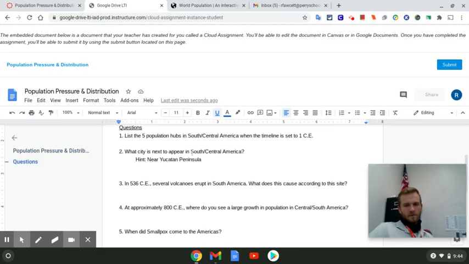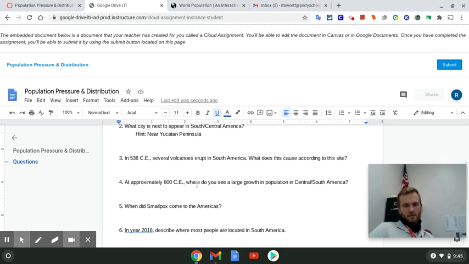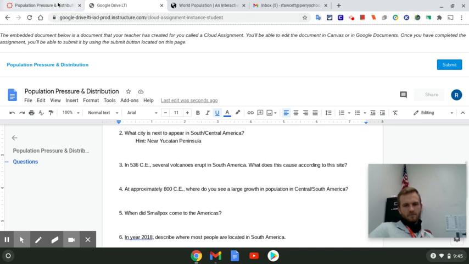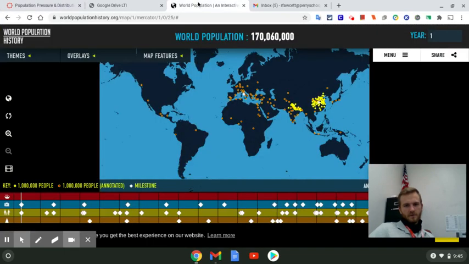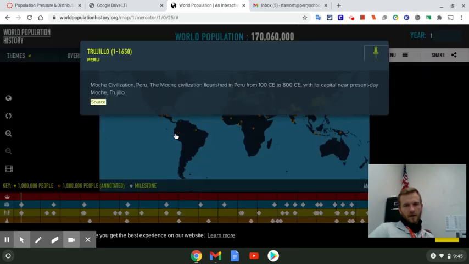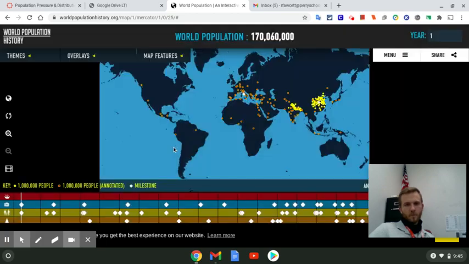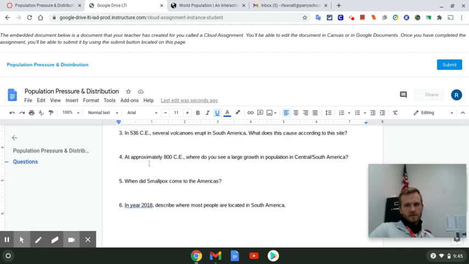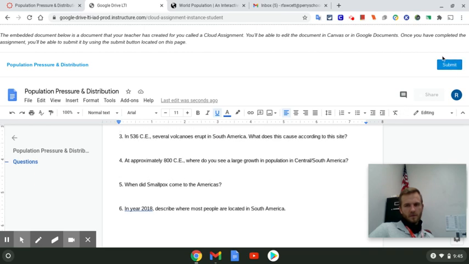And then you need to follow what the questions are asking for, whether it's pertaining to a year or what's going on there. You can find out more information from clicking on the dots that pop up when it is referring to an actual question. Once you get each question answered, one all the way through six, you can go ahead and submit up here in the top right-hand corner.